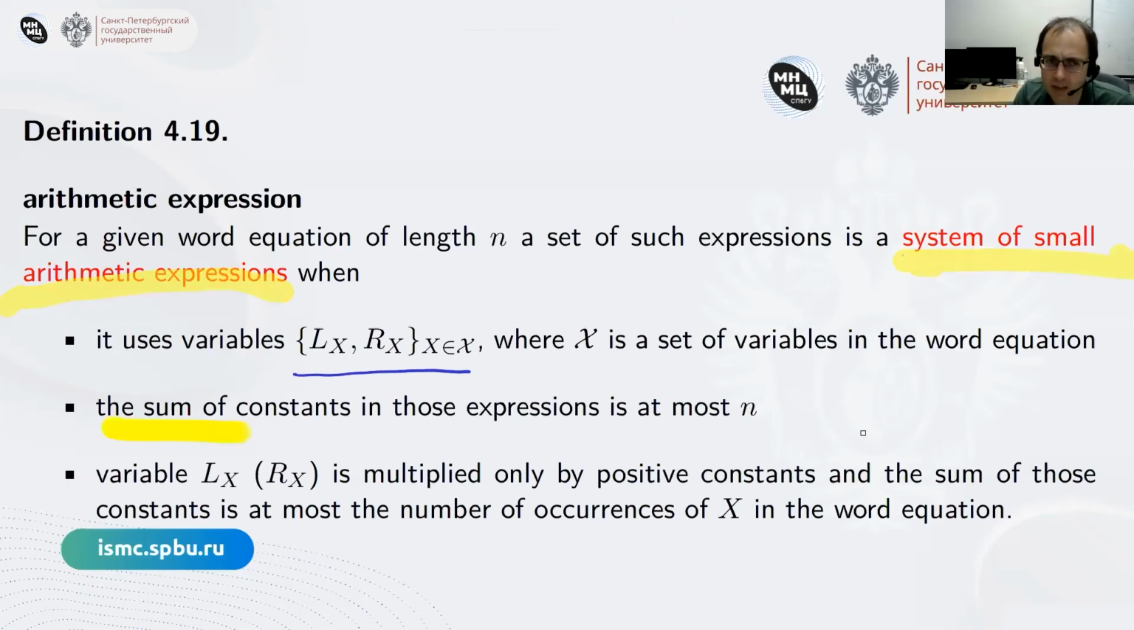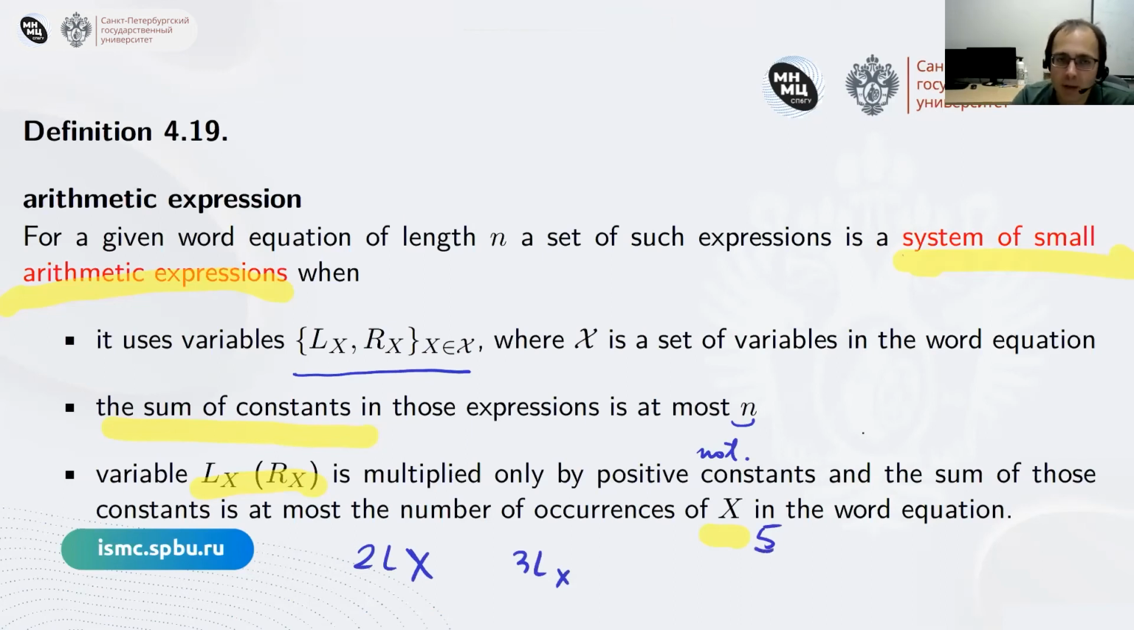The sum of constants is not large, so the sum of constants is at most n, where n is the length of the equation. And if we count how many times the variables Lx and Rx are used, then they are used at most as many times as this original variable x is used in the word equation. And this counts the multiplicities. So we only allow positive natural constants. And if there is 2Lx and 3Lx somewhere, then we want to know that this original x appeared at least 5 times.